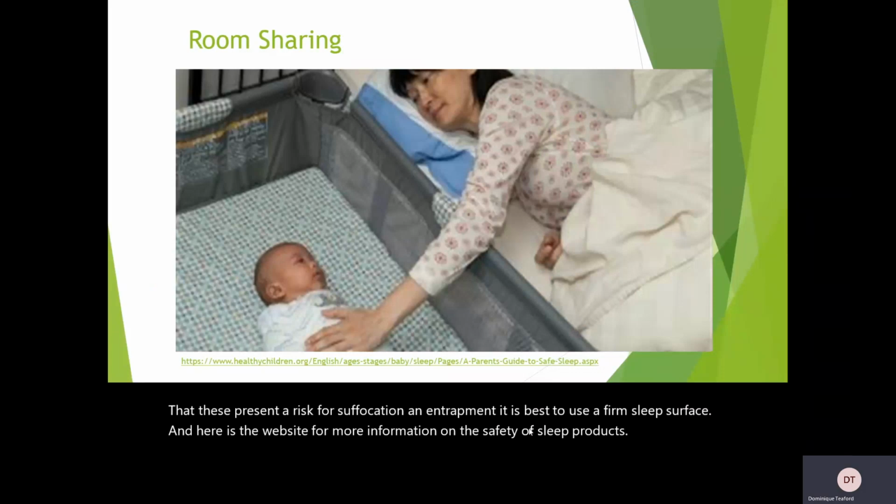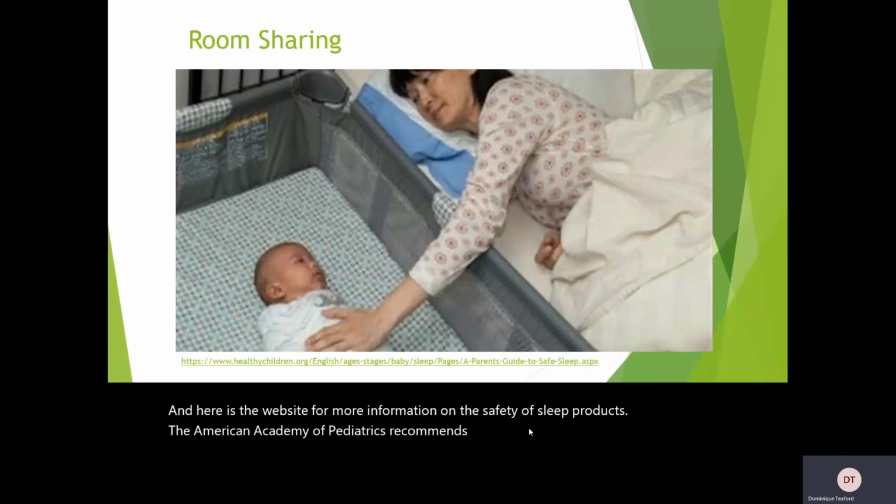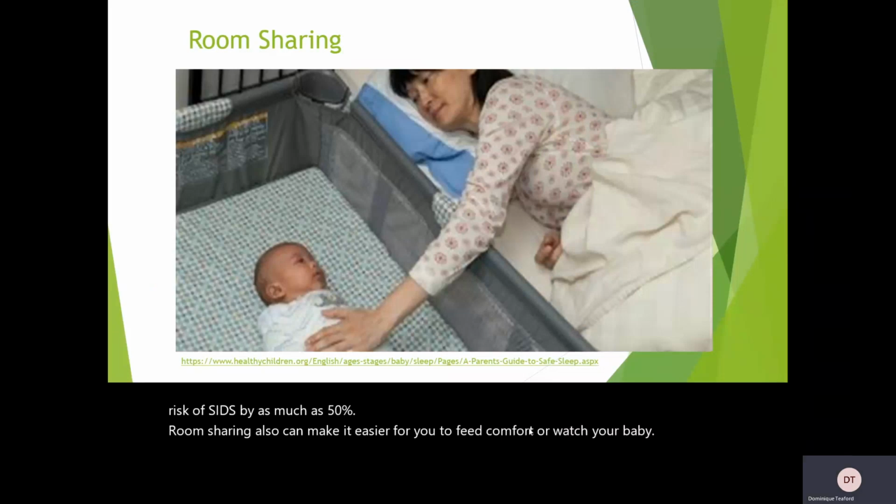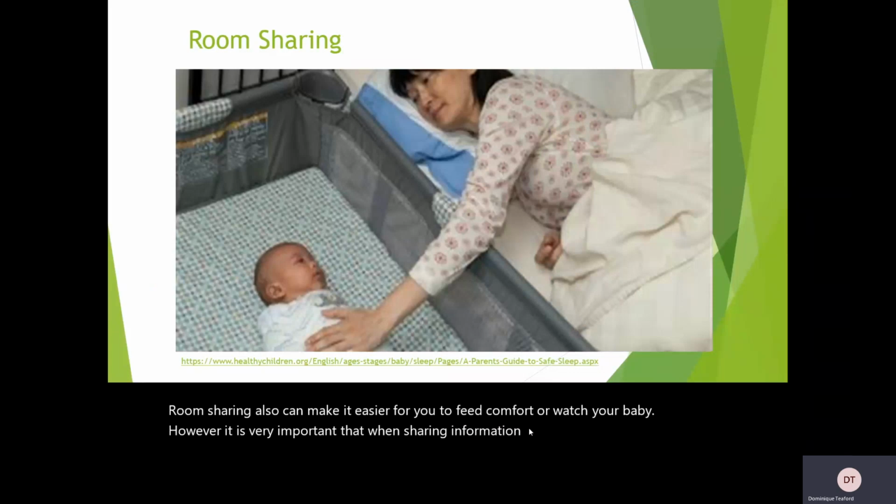The American Academy of Pediatrics recommends room sharing because it may decrease the risk of SIDS by as much as 50%. Room sharing also can make it easier for you to feed, comfort, or watch your baby. However, it is very important that when sharing information with families, you are clear to differentiate room sharing and bed sharing. While room sharing is considered safer than not room sharing, babies need to have their own firm and safe sleep surface. You can tell the family, for example, if you bring your baby into bed with you for breastfeeding or comforting, remove all soft items. When finished, put baby back in the crib.